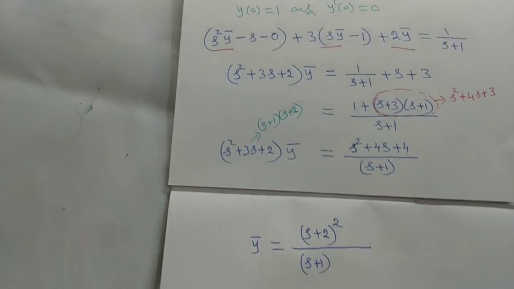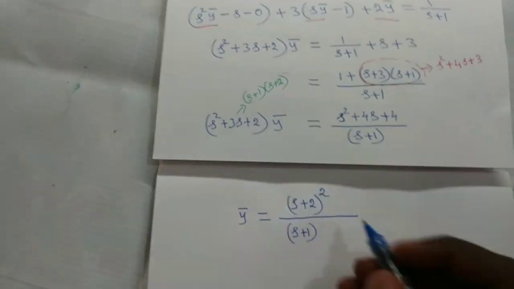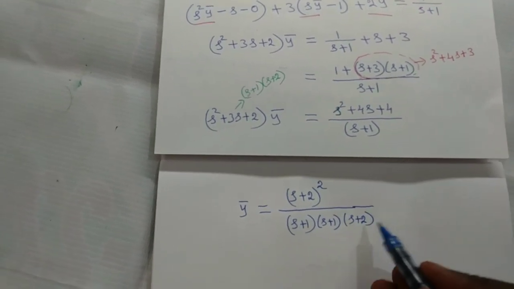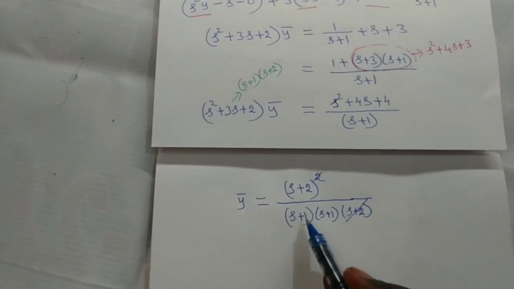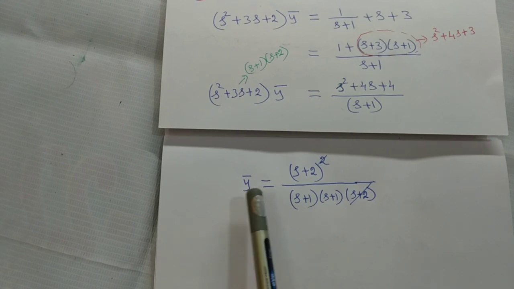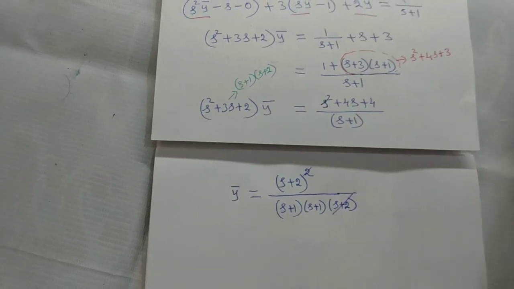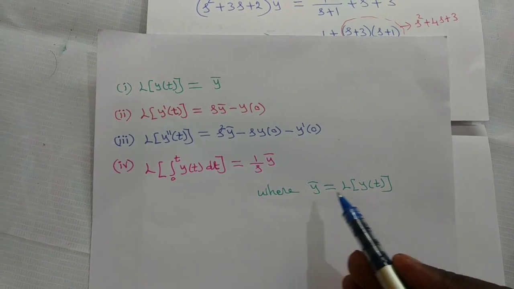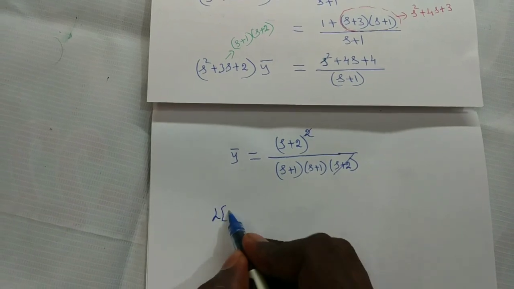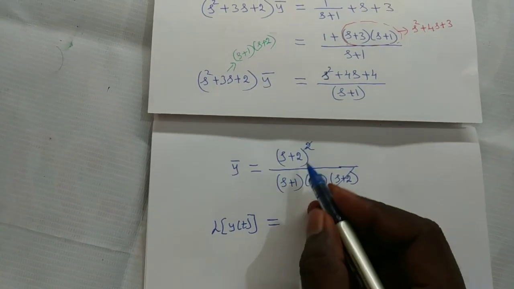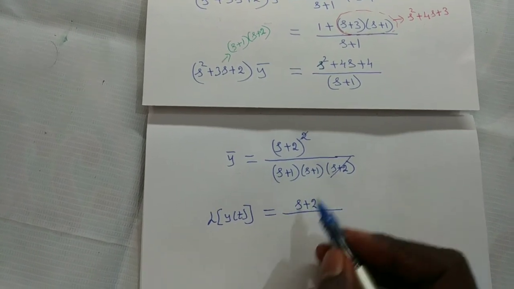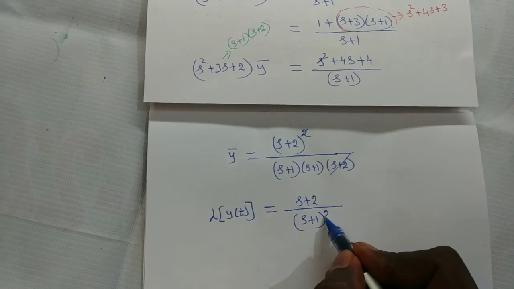So this term can be taken to the right hand side. It becomes (s plus 1) into (s plus 2). But you see, one (s plus 2) term will cancel. (s plus 1) into (s plus 1), (s plus 1) the whole square. But at the same time, we know y bar is equal to what? You see in the formula, y bar is equal to L of y of t. Therefore, for this y bar, I can substitute L of y of t is equal to, in the numerator, s plus 2 divided by the denominator (s plus 1) into (s plus 1), (s plus 1) the whole square.